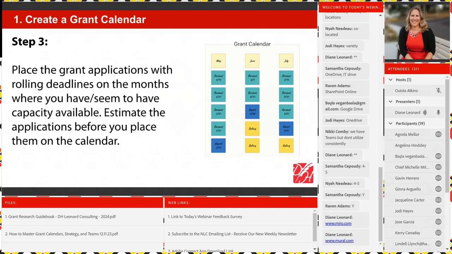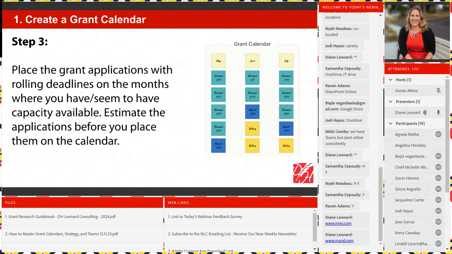and place them on your calendar by simply looking at which months seem to have space, if I were counting sticky notes. So literally, in looking at the example on the screen, we see May, June, and July. Well, there were fewer total stickies in June and total fewer stickies in July. So I think maybe we could fit in some of those rolling deadlines in those months.